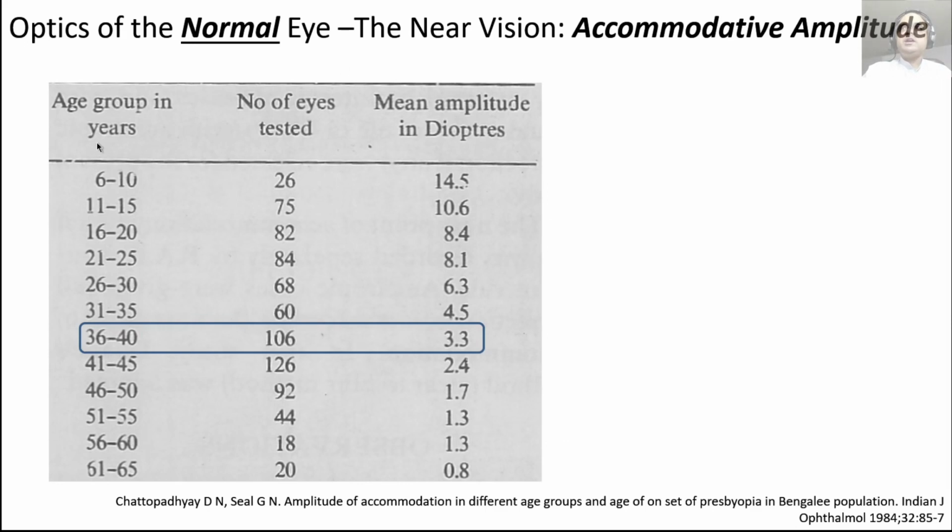I'm showing you this chart which shows you age together with the number of eyes tested and the amplitude of accommodation. And as you can see, when you are born or when you're very young, you have a lot of amplitude of accommodation. This mean amplitude in diopters is amplitude of accommodation. By the time you're about 35 or close to 40 years of age, it falls to 3.3. And there is a reason there's a blue box around this, and we'll just see why that is in a bit.